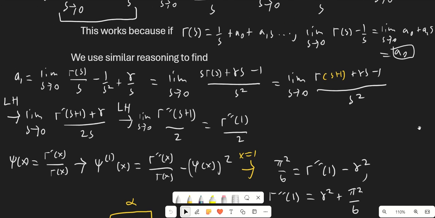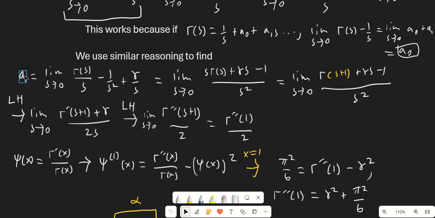We're then going to do the same exact thing to find a1. It's the same exact trick right here, just for the next term, so we need to find this limit right here. We again put everything over s squared, just to get everything on a nice common denominator, and then we replace s gamma of s with gamma of s plus 1.